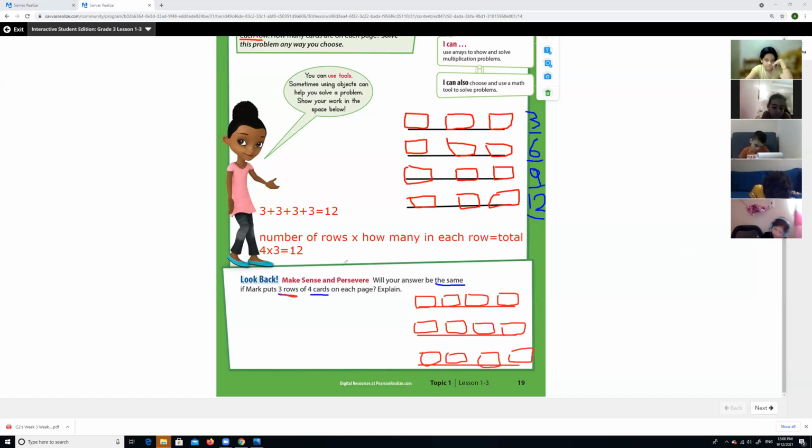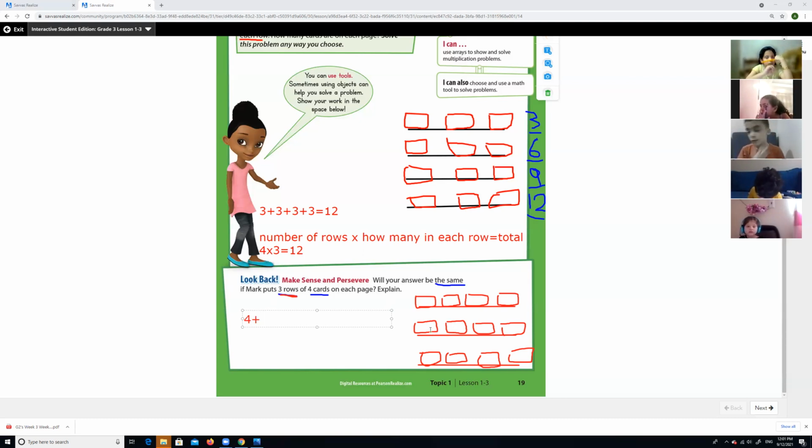Sharif, can you give me addition equation for this array? How many cards on each row? Unmute, Sharif. How many cards in here, in this row? 4. Excellent, 4. So I will write 4 for each row. 4 for the first row, plus.